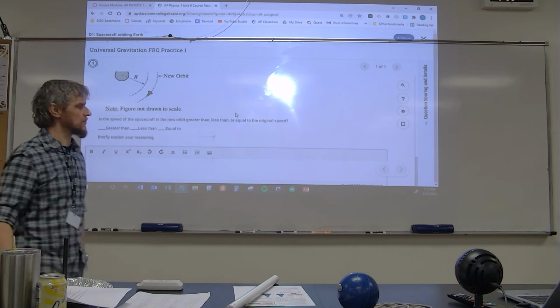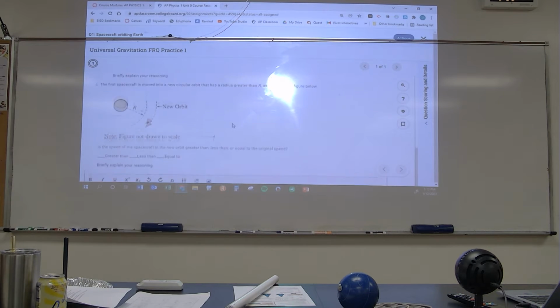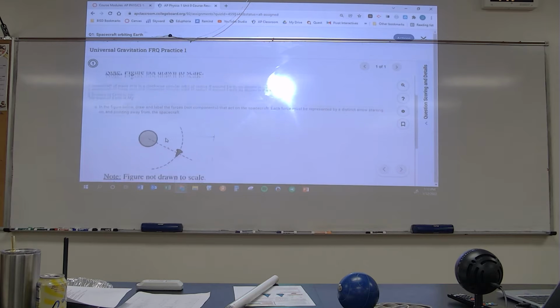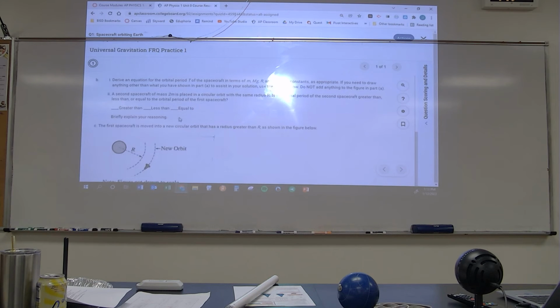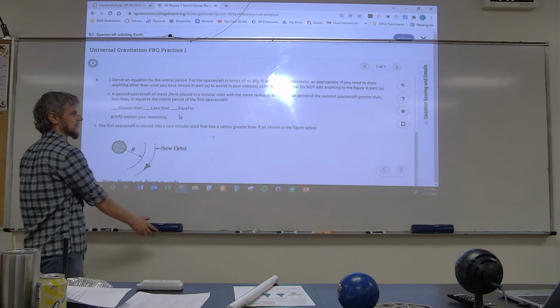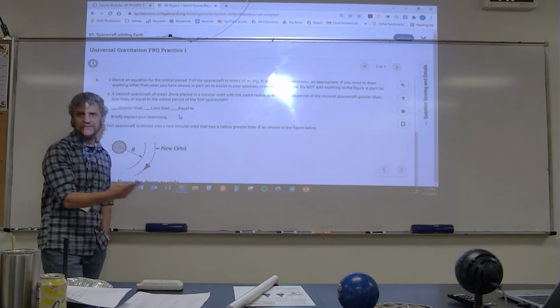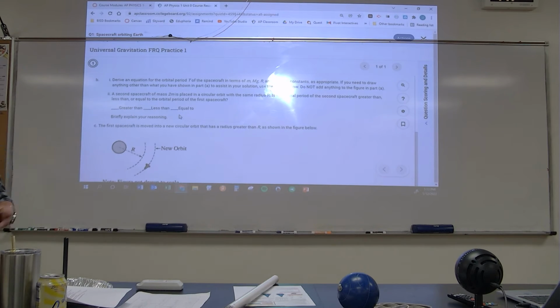Let's go ahead and finish the problem we started yesterday. Part A was just the free body diagram. Part B-I was essentially proving Kepler's third law, right? We talked about that in answering the question. And one thing I wanted to point out, we'll talk about that in a second. And B-II, the second spacecraft of mass 2m is put there, and we did answer that question, right?